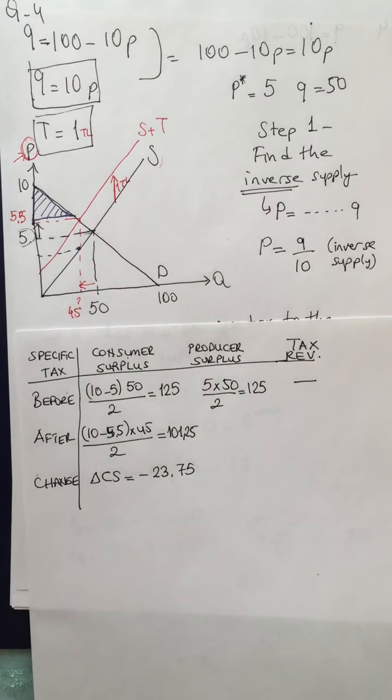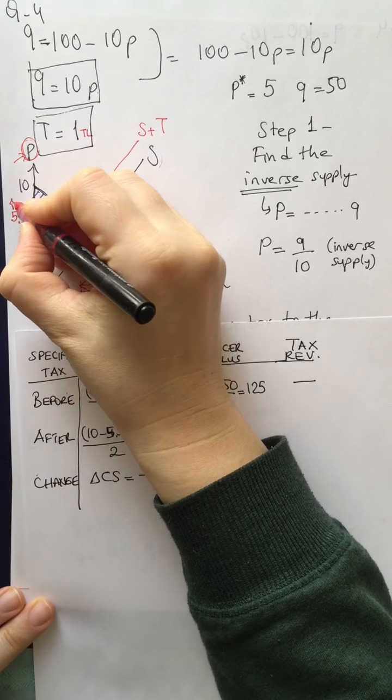Here, that 5.5 is the price for demanders, right?